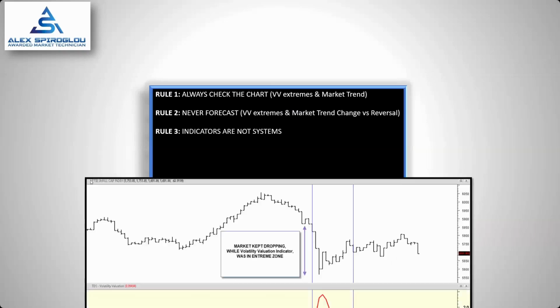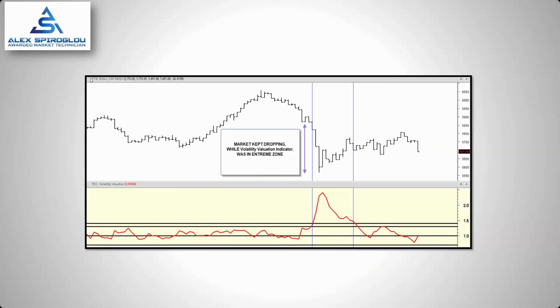Again, indicators are not systems. This is a very good example of when it doesn't work, and I'm trying to be completely transparent here and show you how it works in real life. In the indicator in the bottom panel, the smart volatility valuation, as you can see, the indicator crossed the extreme volatility zone, but it kept rising and rising and rising. So the market kept dropping.